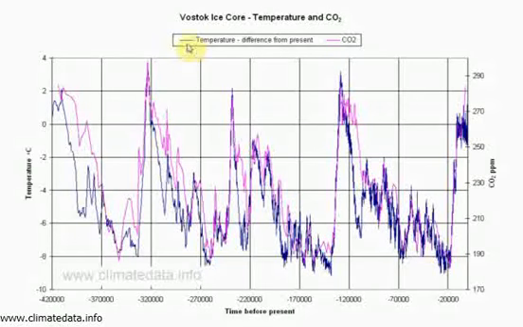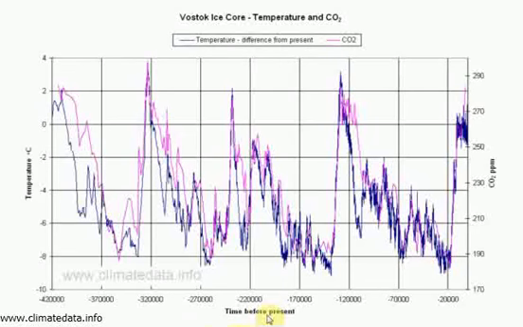The dark blue line shows the temperature in degrees Celsius expressed as the difference from the present. The red line shows carbon dioxide in parts per million. The horizontal axis shows time before the present, and as you can see, the graph goes back for more than 420,000 years.